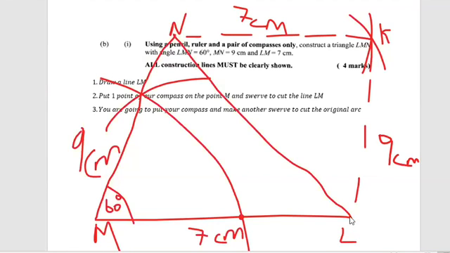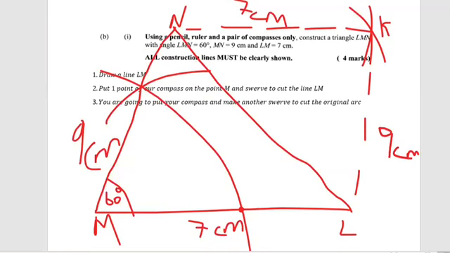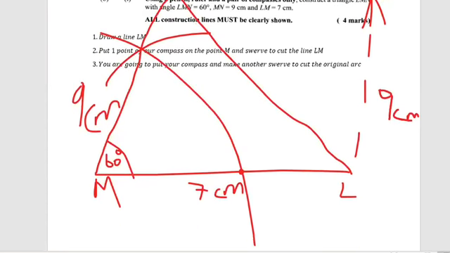at the point L. And then second, we change the width of our compass to 7 centimeter, put one point at N, and then swing to get the 7 centimeter. And then where they intersect is our point K. And then we just connect the dots, connect K to N, K to L, and we get our corresponding parallelogram. And they should measure the same length as the sides that were already there.